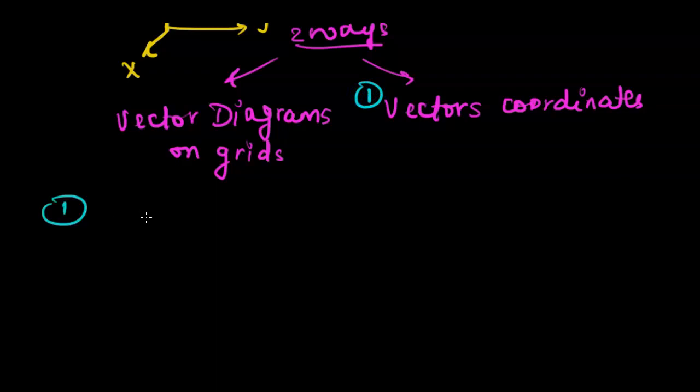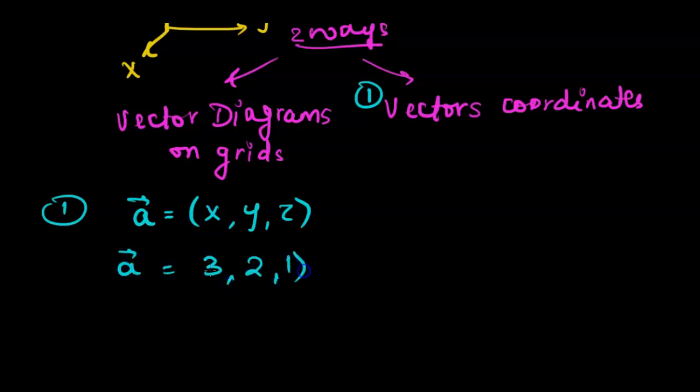So let's say we're given a vector A with, now it's going to be x, y, and z coordinates. So if you're given vector A as 3, 2, 1, that means on the x-axis you're going to move 3 units, on the y-axis you'll be moving 2 units, and on the z-axis you'll be moving 1 unit. We can use this to make our vector diagrams. So let's make the axes first. This is the x-axis, y-axis, and z-axis.